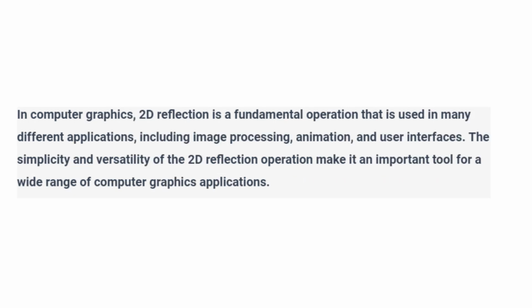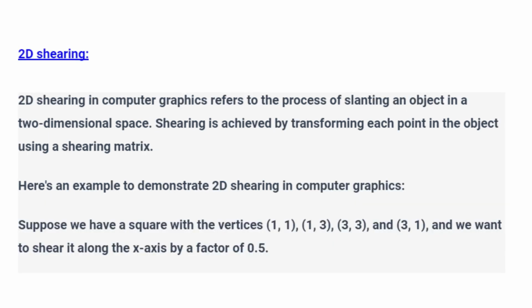In computer graphics, 2D reflection is a fundamental operation that is used in many different applications, including image processing, animation, and user interfaces. The simplicity and versatility of the 2D reflection operation make it an important tool for a wide range of computer graphics applications. 2D shearing. 2D shearing in computer graphics refers to the process of slanting an object in a two-dimensional space. Shearing is achieved by transforming each point in the object using a shearing matrix.